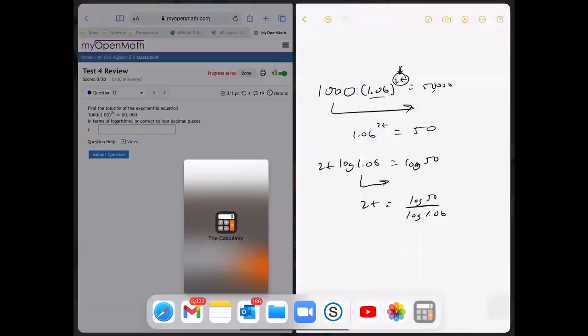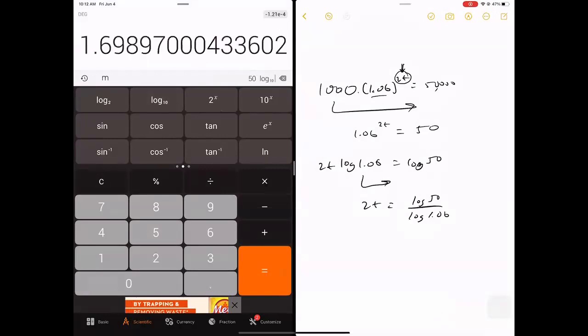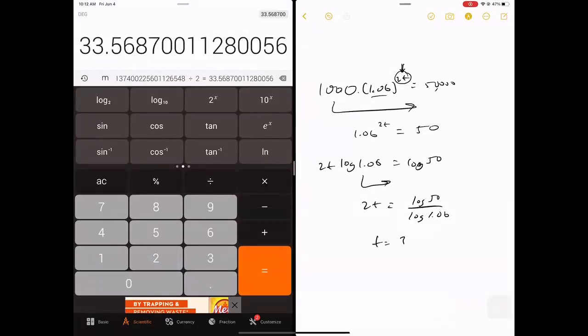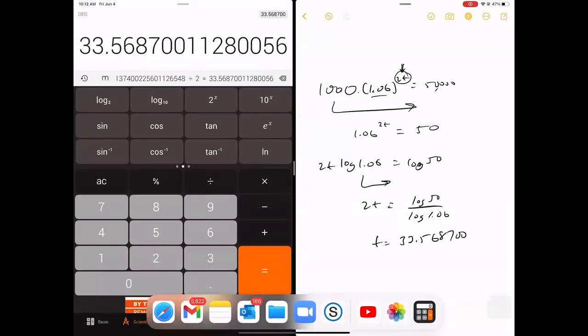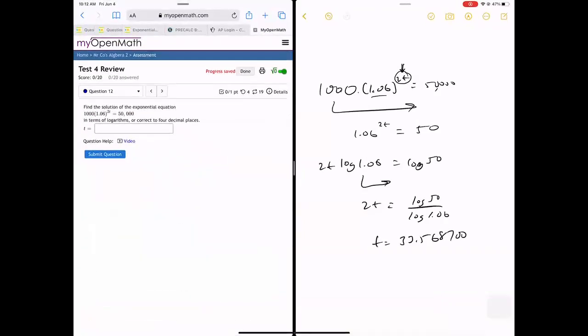Let's go type this under a calculator. 50 log divided by 1.06 log equals, divide that by 2. All right, t is equal to 33.568700. Right. And that's our answer. That's how long it takes to get from 1,000 to 50,000.